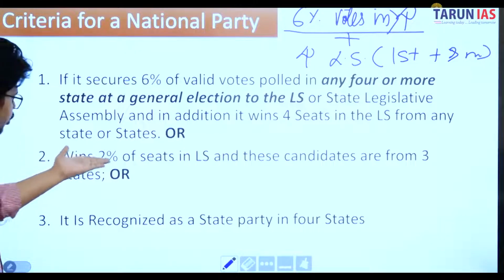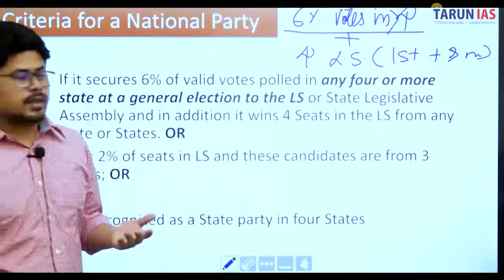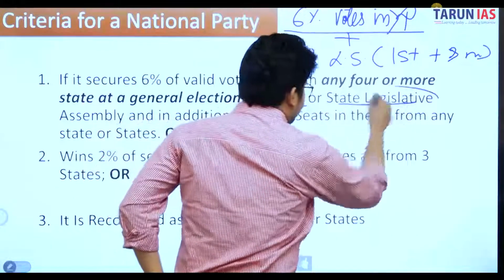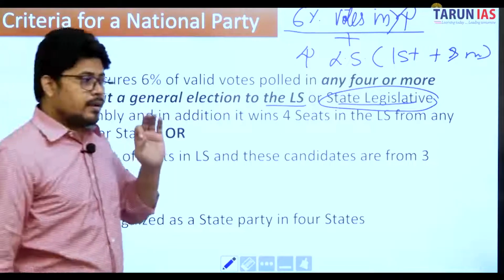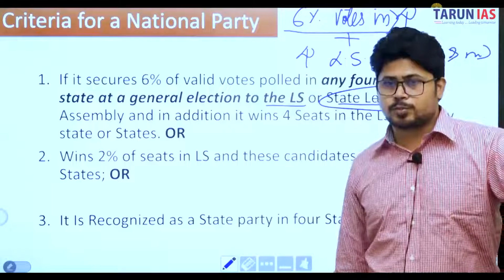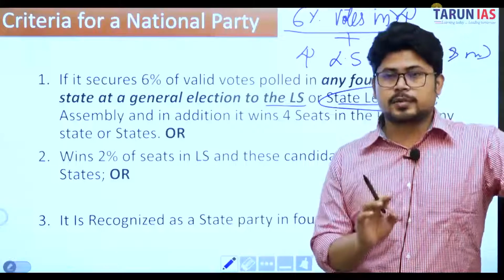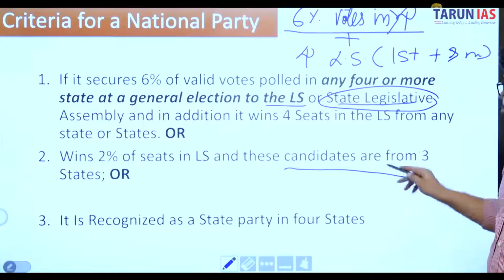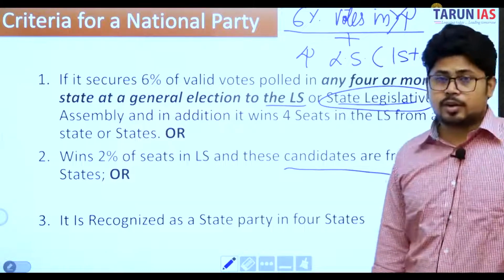Or wins 2% of the seats in Lok Sabha and these candidates are from 3 different states. ठीक है, तो यहाँ पे you can see लोकसभा and state legislative assembly election दोनों included है. But in this case, if the party contests Lok Sabha election and it gets 2% of the valid votes polled, plus it wins 3 Lok Sabha seats also, and these 3 Lok Sabha seats are from 3 different states, ठीक है, in Lok Sabha. It wins 2% of seats, not votes.